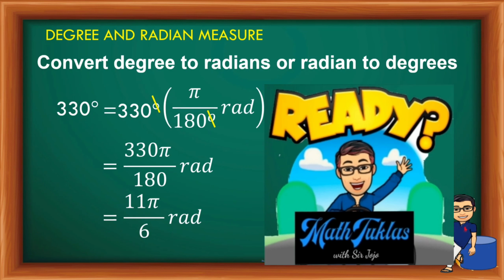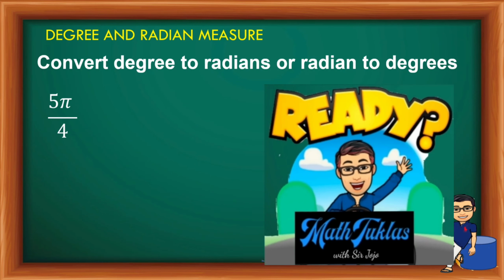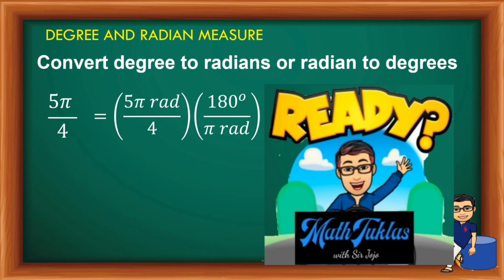How about this example? 5 pi over 4. This time around, it is a radian measure, so let's convert it to degrees. To convert radian measure to degrees, we multiply 5 pi radian over 4 times 180 degrees over pi radian. So we can cancel out the radian. What remains is 5 pi times 180 over 4. Multiplying 5 pi times 180, it will be 900 degrees over 4.